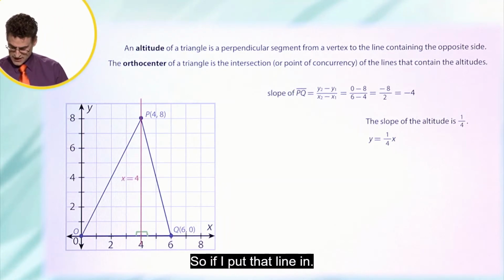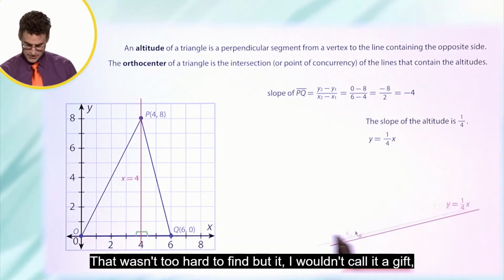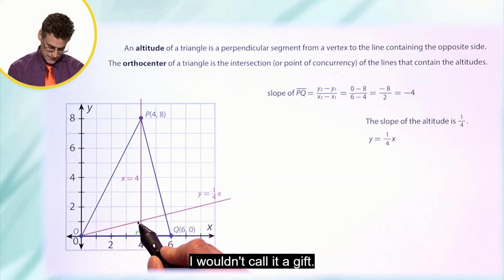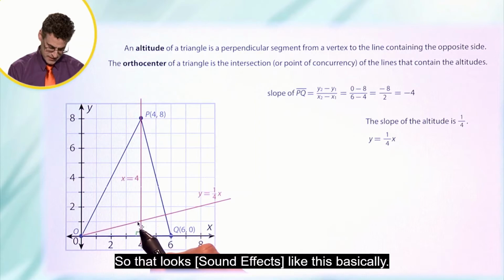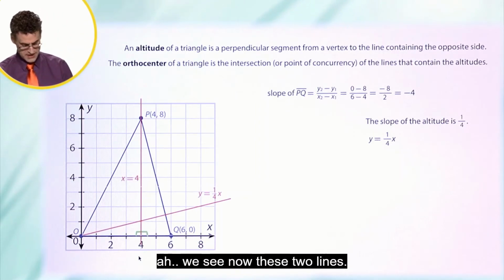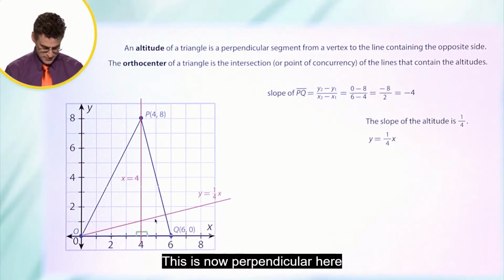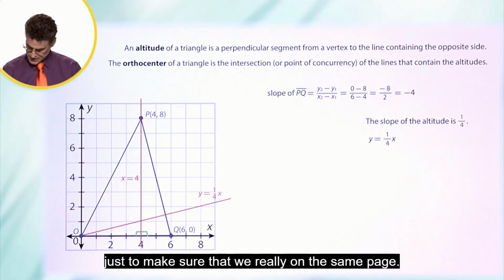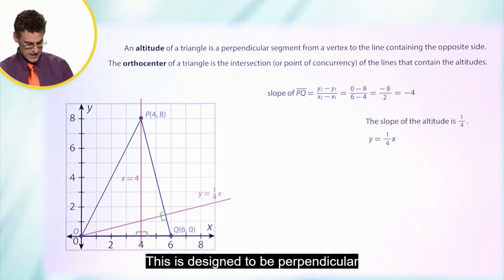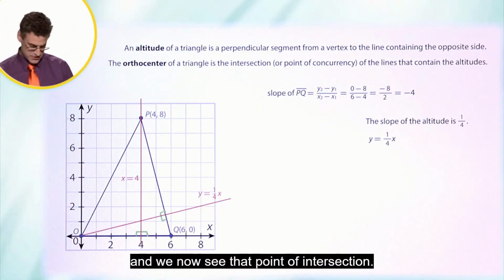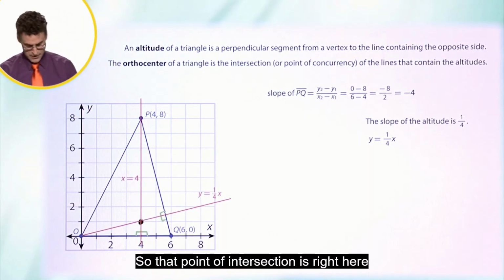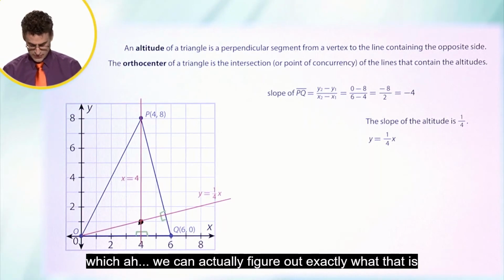So if I put that line in, that wasn't too hard to find, but I wouldn't call it a gift. So that looks like this, basically. And that's pretty good. And so we see now these two lines. This is now perpendicular, just to make sure that we're really on the same page. This is designed to be perpendicular. And we now see that point of intersection, right here, which we can actually figure out exactly.